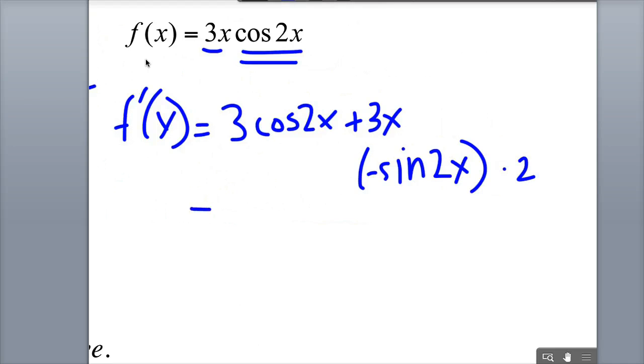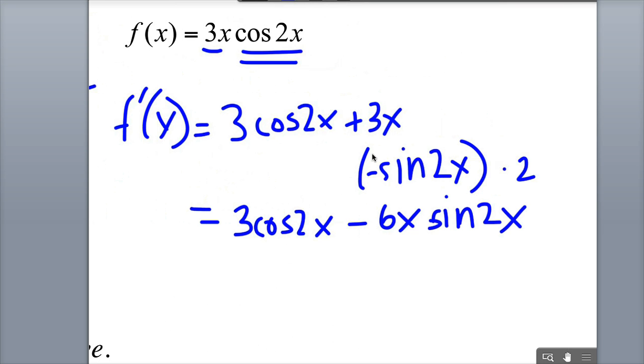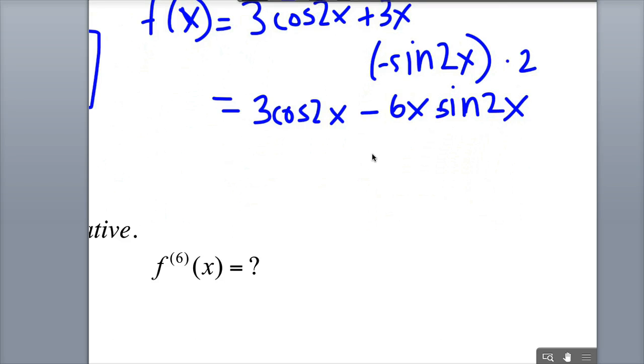So if I were to simplify this, this is just 3 cosine 2x plus, oh sorry, there's a minus now, so I have a minus right here. It's going to be minus 6x sine 2x. And that's nice, except this problem wants the second derivative. Okay, so let's find the second derivative.